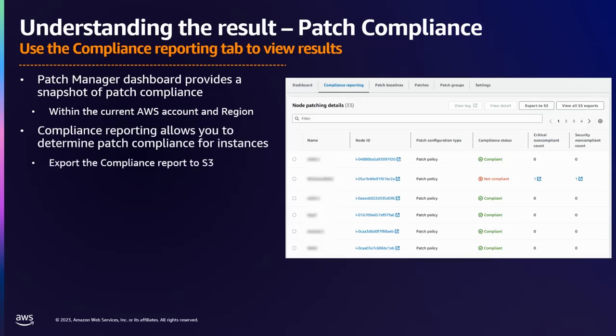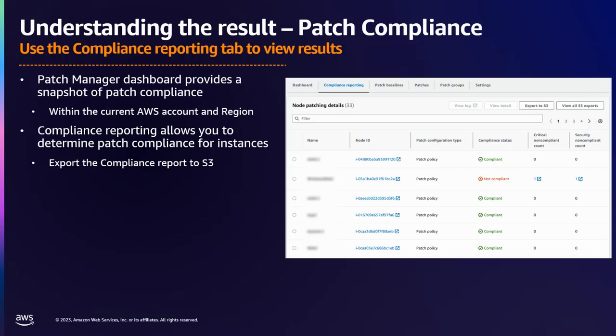So we have a couple places where you can view this compliance information about your instances, and there'll be some things we talk about in this workshop about how to view and manage this better at scale. But we have a compliance reporting tab where you can view the results. So simply here on the right-hand side, you can see that we have some instances and their compliant status, compliant or non-compliant, as well as critical and security non-compliant count.